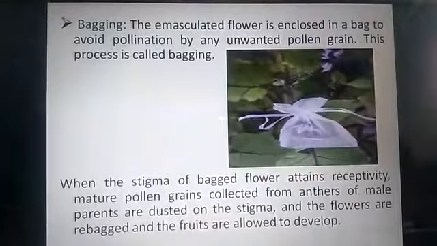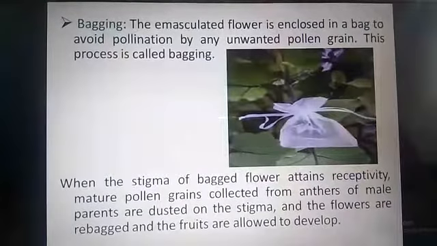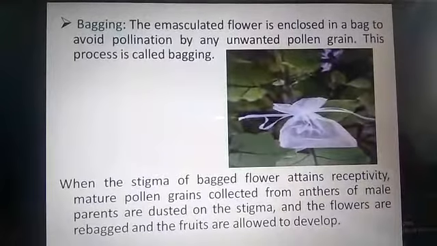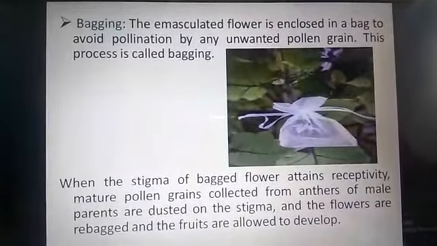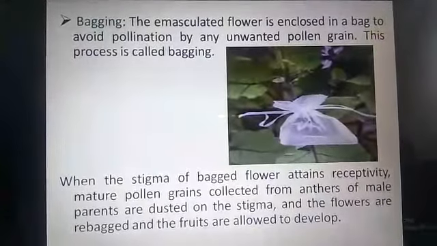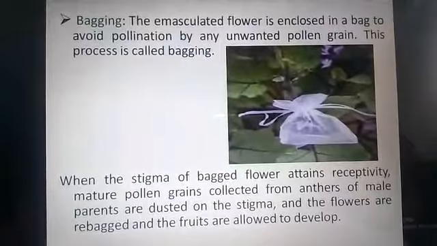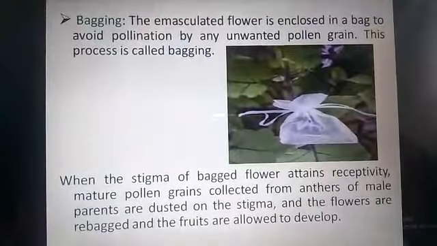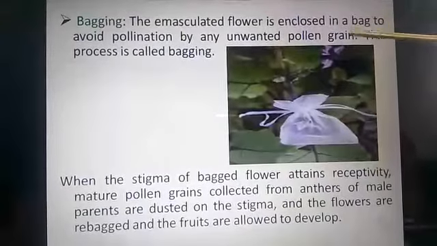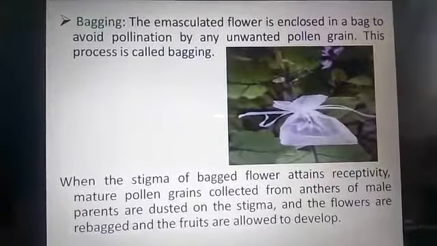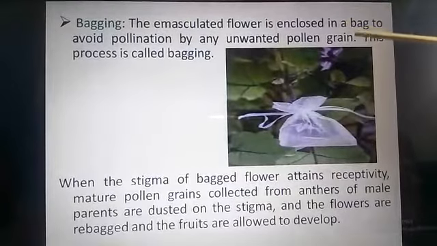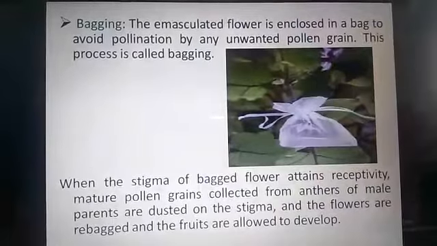Now let us go to the next technique, that is bagging. The emasculated flower is enclosed. The flower where the anther has been removed has to be enclosed in a bag. Why does it have to be enclosed in a bag? Because if the flower is left open, it can come in contact with any unwanted pollen grain. Therefore, to avoid unwanted pollination, the flower has to be closed in a bag. This process is called bagging.